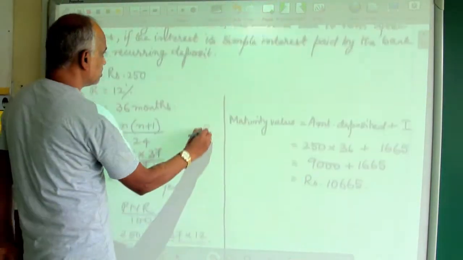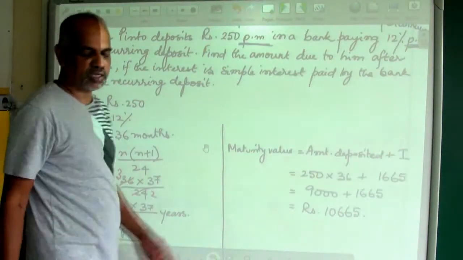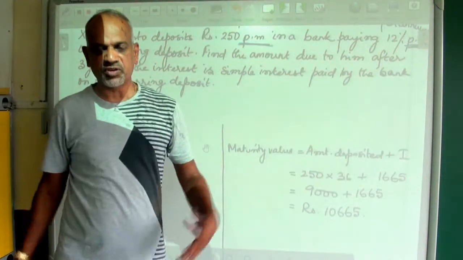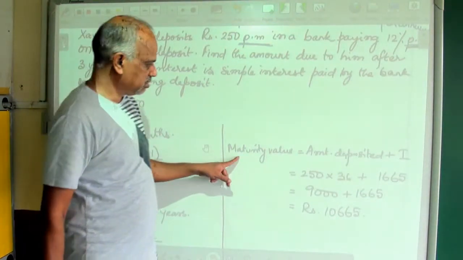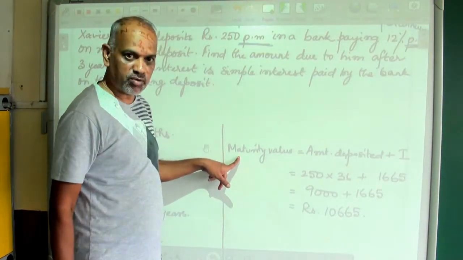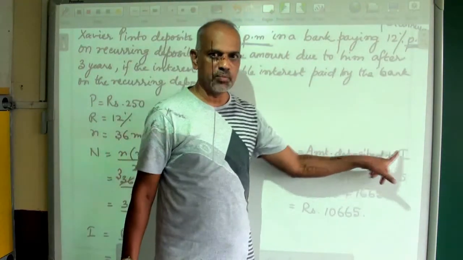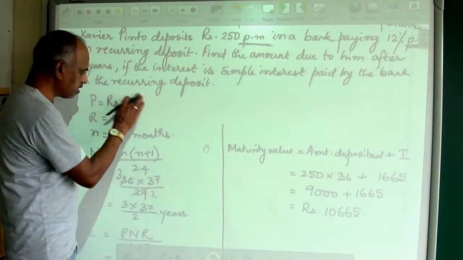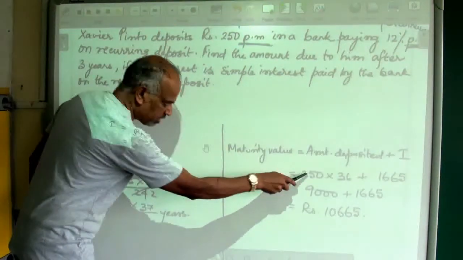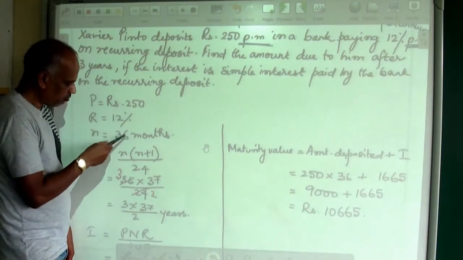The question was, find the amount due to him after 3 years. What he is going to get after 3 years. After 3 years, whatever he is going to get is called the maturity value. So, this is the last calculation. Maturity value is actually given as amount deposited plus interest. So, how much is the amount deposited? Every month deposit is 250. For how many months? That's 36 months. 250 every month for 36 months.